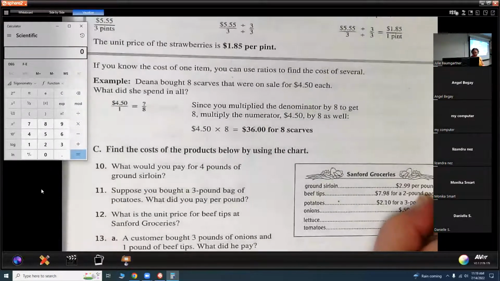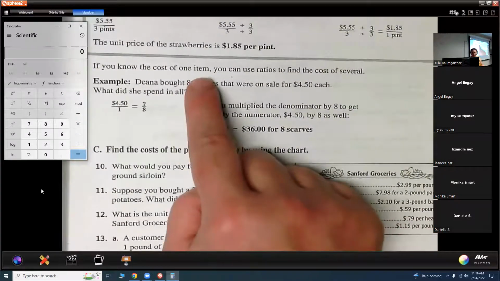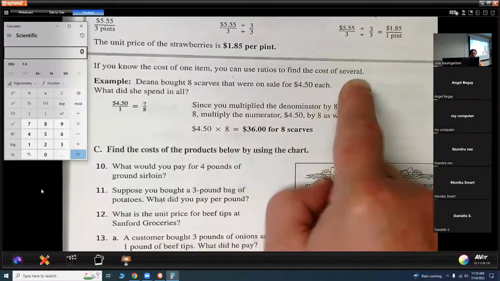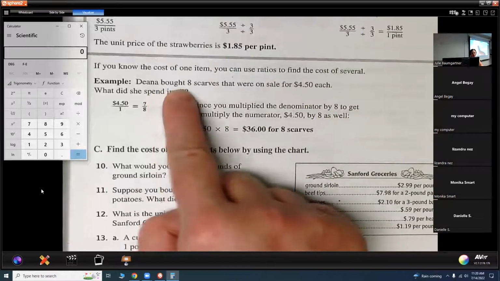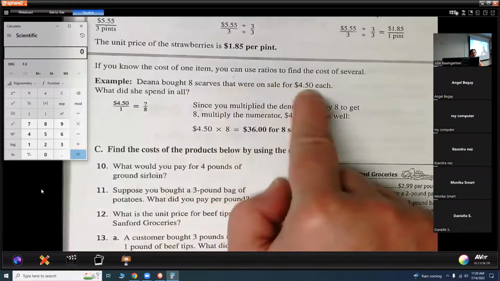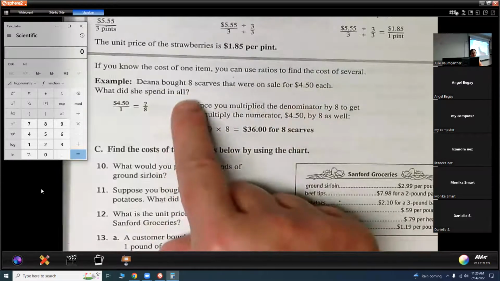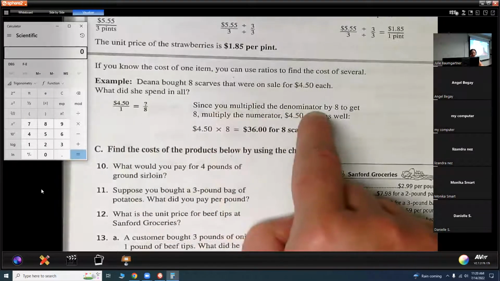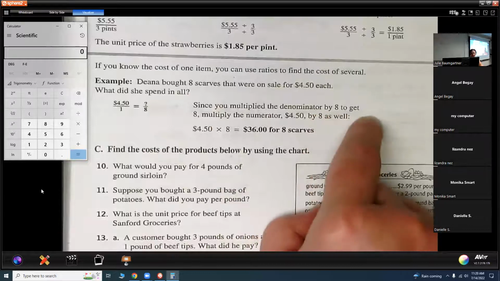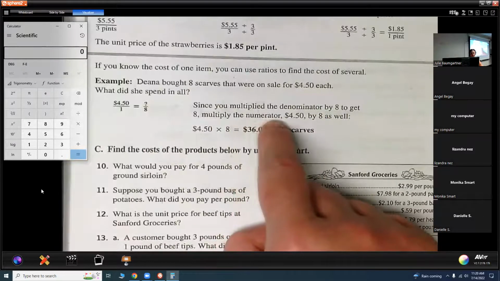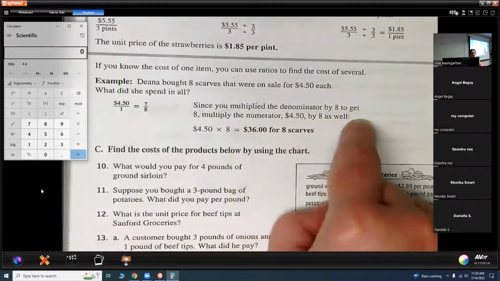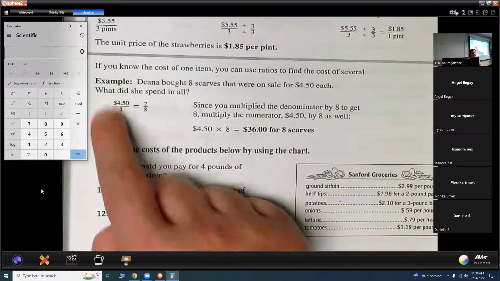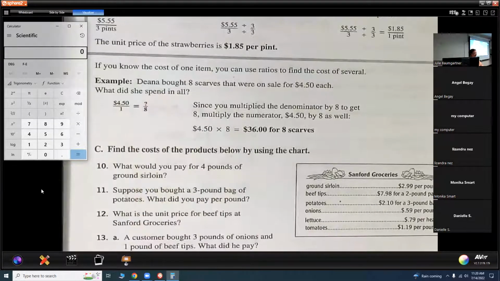So just the example here, right? If you know the cost of 1 item, you can use ratios to find the cost of several. Deanna bought 8 scarves that were on sale for $4.50. How much did she spend in all? Since you multiplied the denominator by 8 to get 8, multiply the numerator 4.50 by 8 as well. So we know that 1 is 4.50, 8 is 36.